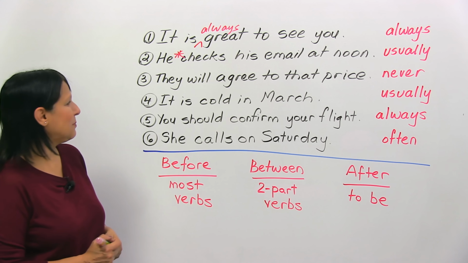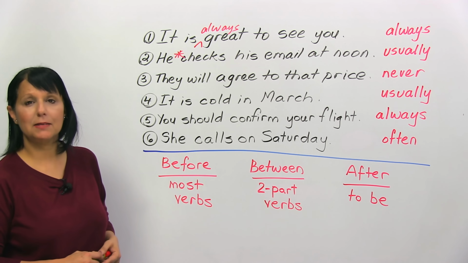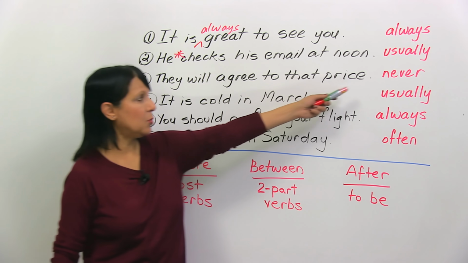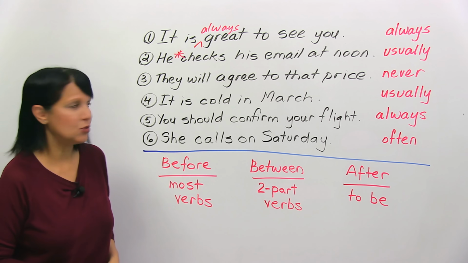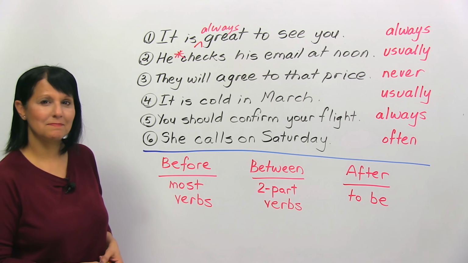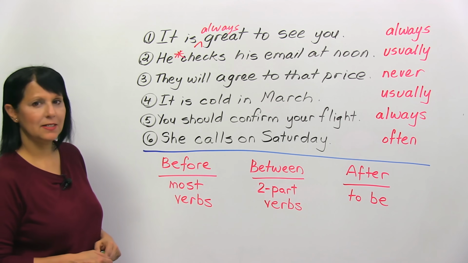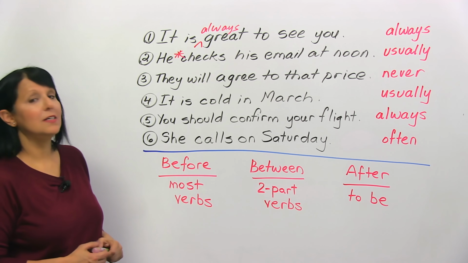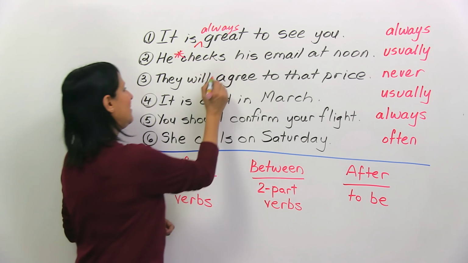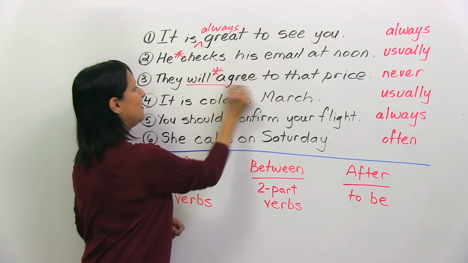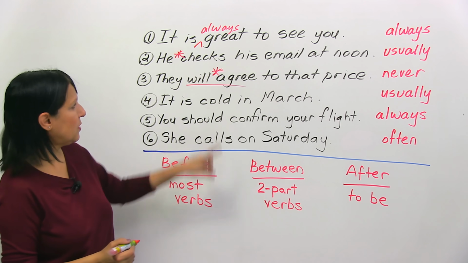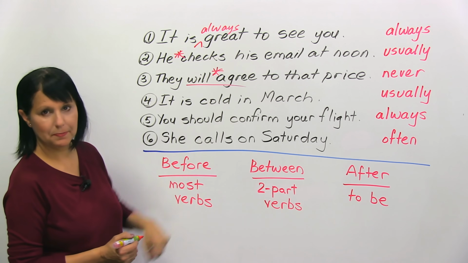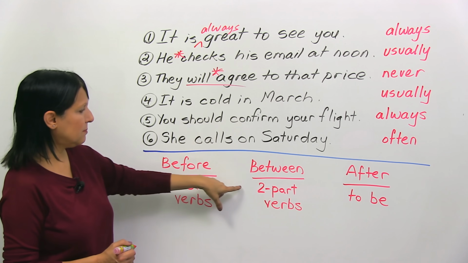Good. Number 3, they will agree to that price. You want to put the word never. So where do you put that? Look at the sentence. They will never agree. Right, I heard you. Because here we have one of those 2-part verbs, right? Will and agree. So it goes in between.